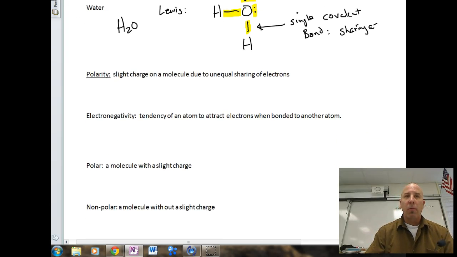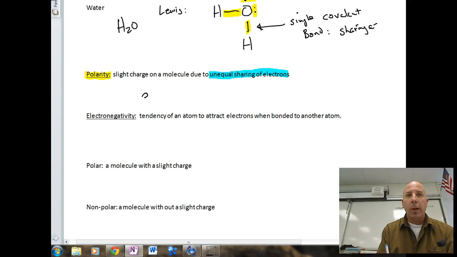Now, here are about 4 definitions that are very, very important for us to know. Definitely jot these down. The first one is the idea of polarity. What polarity means is we have a molecule, even though it's an overall neutral molecule, that's going to have a slight charge. The reason it has a slight charge is because we have unequal sharing of electrons. Sometimes these electrons are not shared equally among atoms.